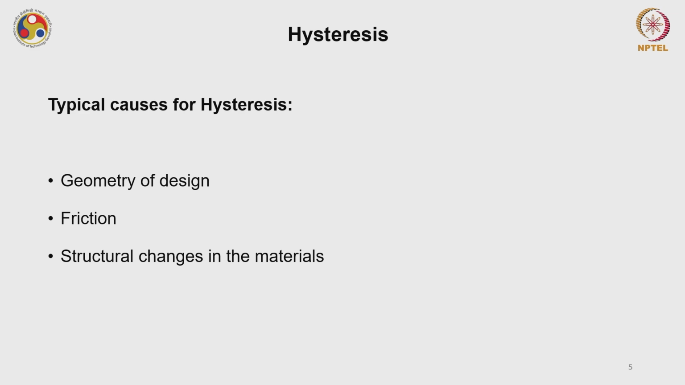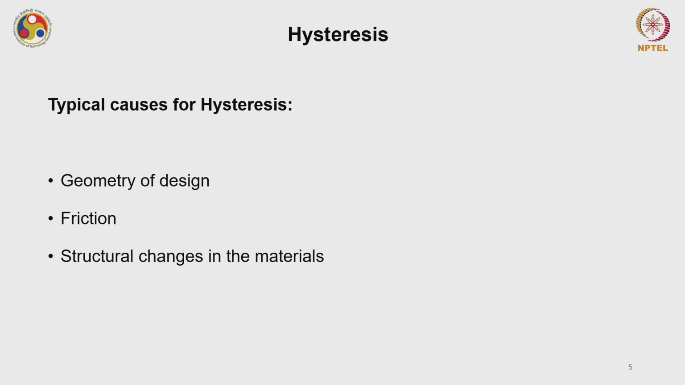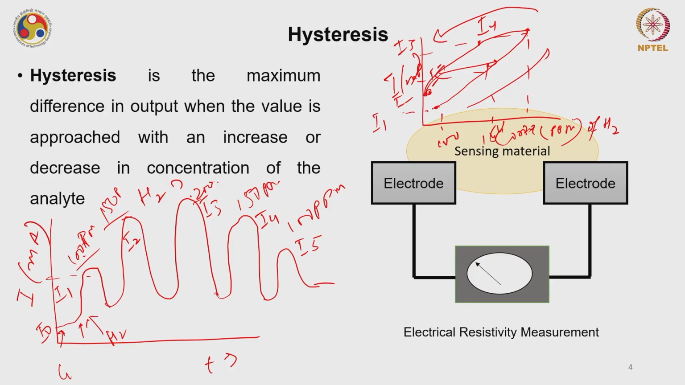Typical causes of hysteresis in a device or a sensor are mostly the geometry of the design, the friction if it is a mechanical sensor, and structural change in the material. The receptor material changes its structure. Particularly in the case of mesoporous and microporous material, this has been observed. There can be other reasons also, like in this case, if hydrogen is chemisorbed at the sensor's surface. You know that sensing is a surface phenomenon.